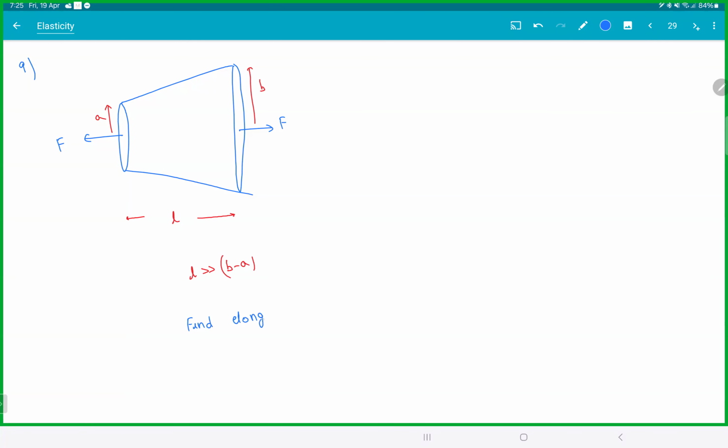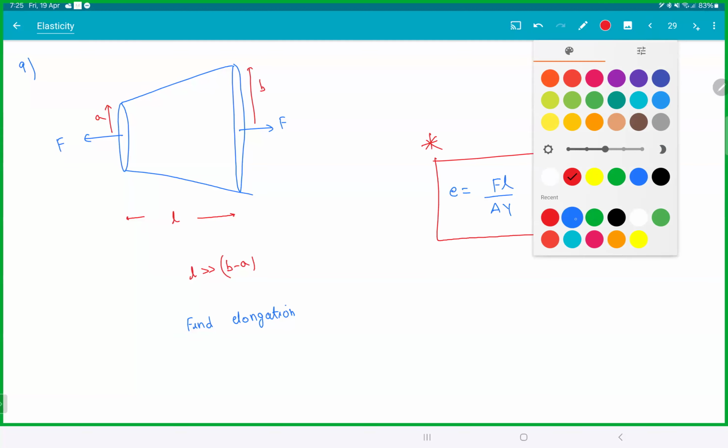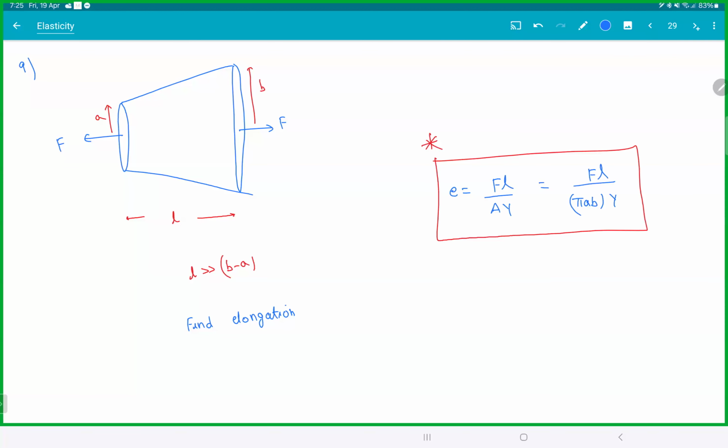Do you guys remember the result? The result is important to remember. It was a direct exam question. What is the formula normally? F L by A Y. So in place of A, just substitute pi AB, the geometric mean. Remember the result, in the exam that's a straightforward question. But let's derive this. Wherever you get A, put pi AB.